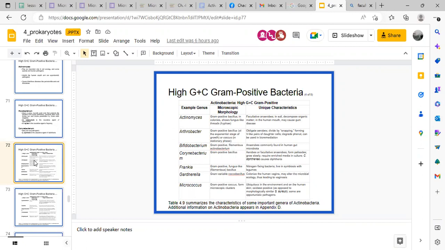Another genus is Gardnerella. This colonizes the human vagina and may alter the microbial ecology, and this may lead to vaginosis.